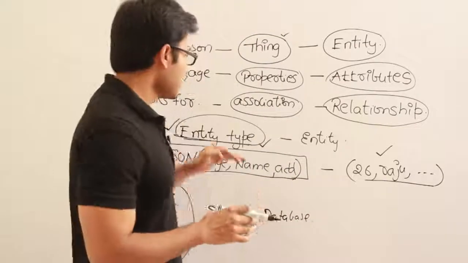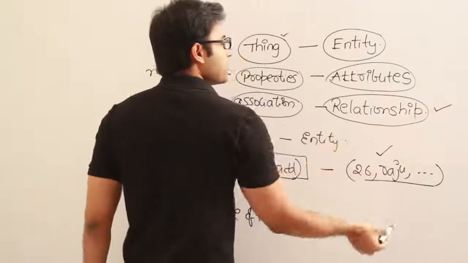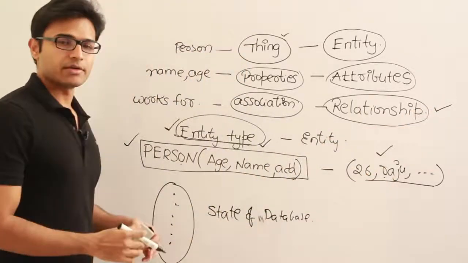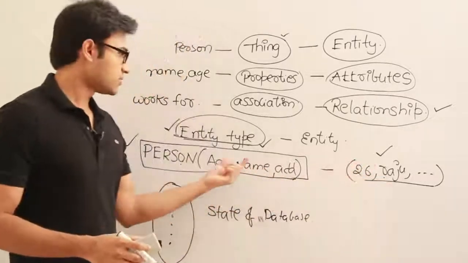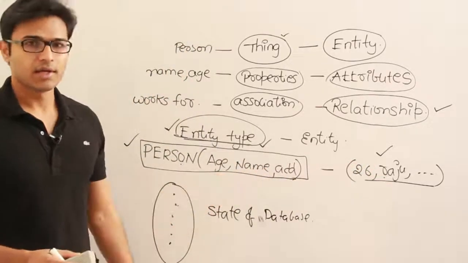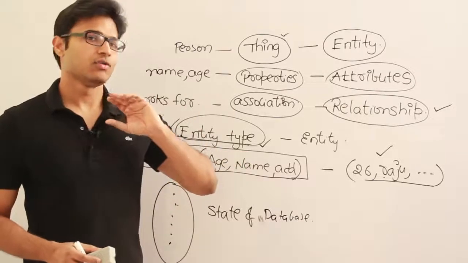Got it? And the same things will apply even for relationships, right? Relationship type and the relationship itself. So relationship means it is actually an instance, and relationship type means what is its heading, its schema, right? So schema is nothing but the heading, how you represent it.